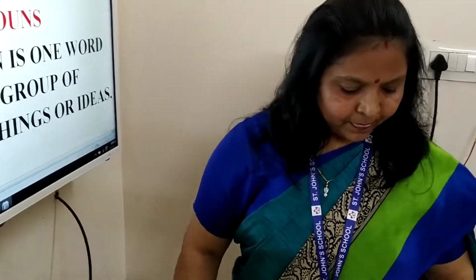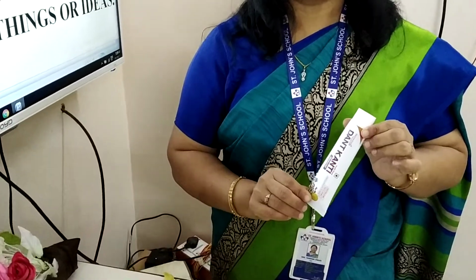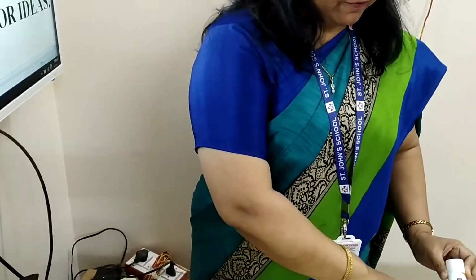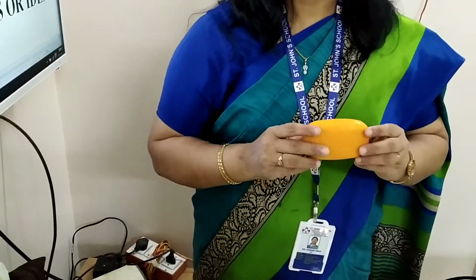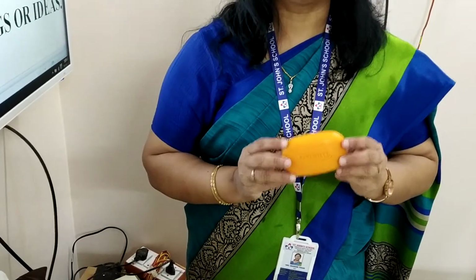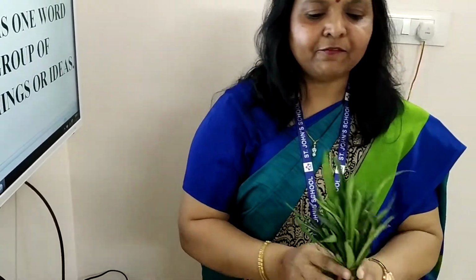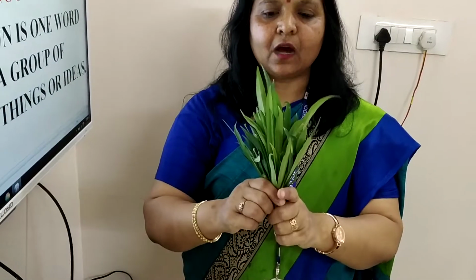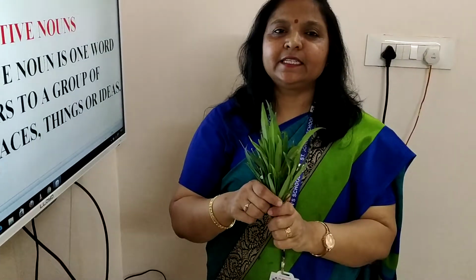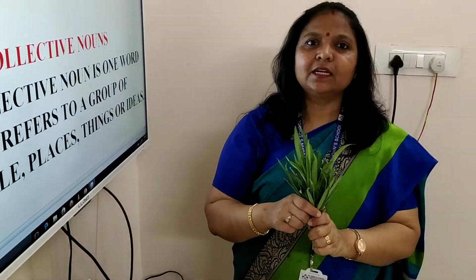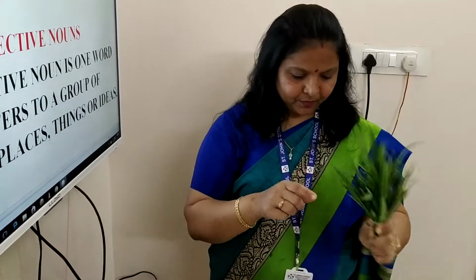Okay, let's begin. So, this is a tube of toothpaste. Tube is a collective noun. Then we have a bar of soap. It is also known as a cake of soap. Then we have a tuft of grass. When you pull grass out in a bunch, it is known as a tuft of grass. Tuft is a collective noun.